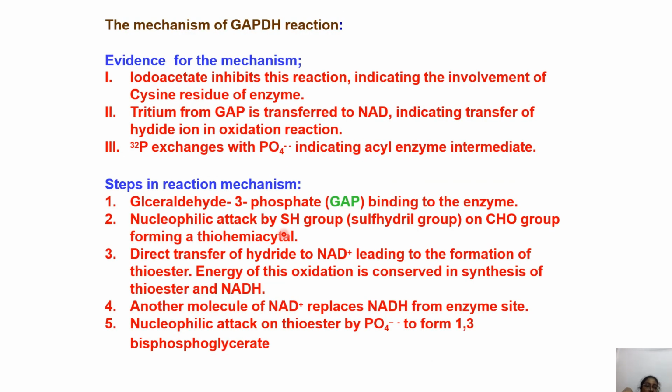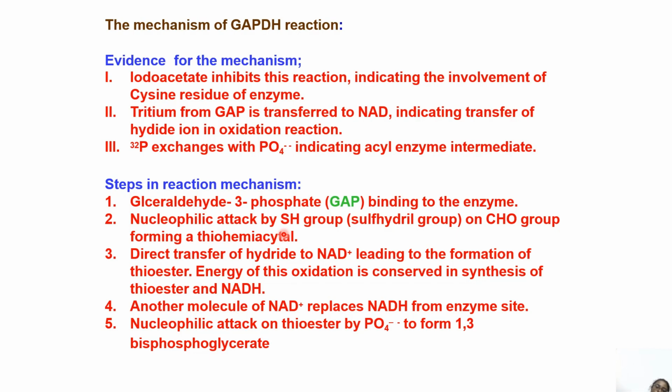The mechanism of this reaction is that iodoacetate inhibits this reaction, indicating the involvement of a cysteine residue of the enzyme, and tritium from GAP is transferred to NAD, indicating transfer of a hydride ion in the oxidation reaction. 32P exchanges with phosphate, indicating an acyl enzyme intermediate.